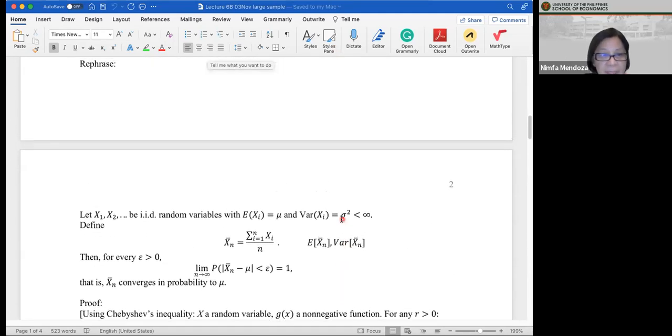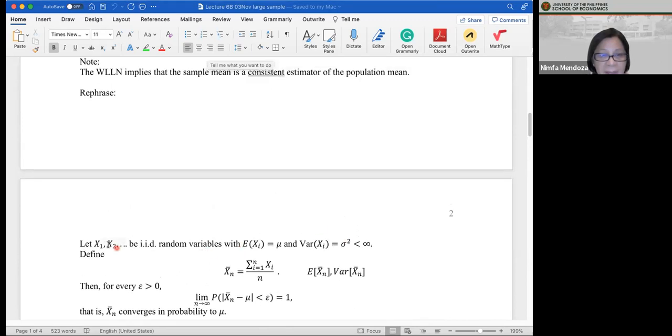So to rephrase, let X sub 1, X sub 2, and so on be independently and identically distributed random variables. Since they are identically distributed, each of the X sub i's has the same mean and the same variance. For independence, we need the independence assumption to get this sigma square.